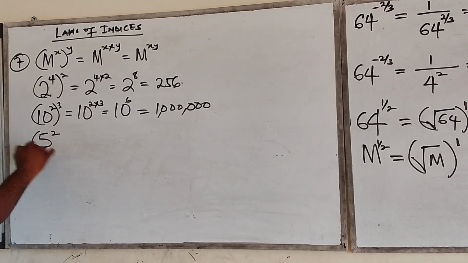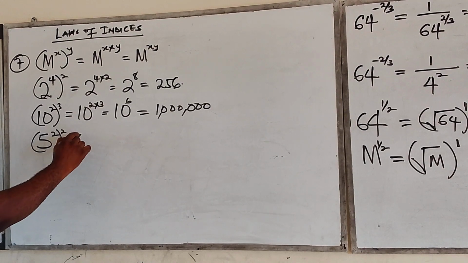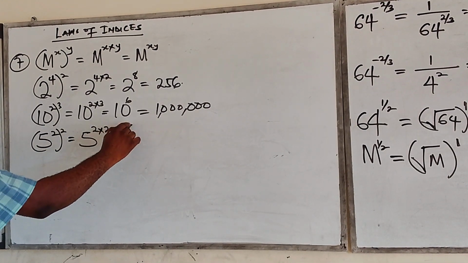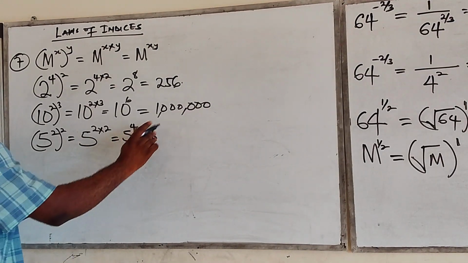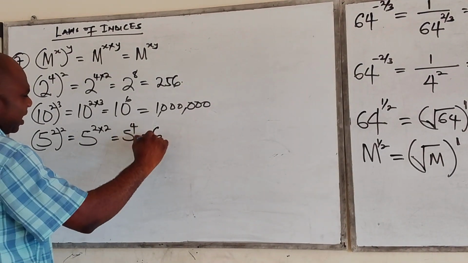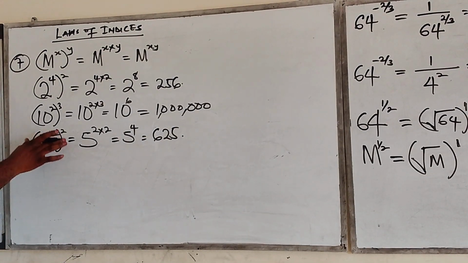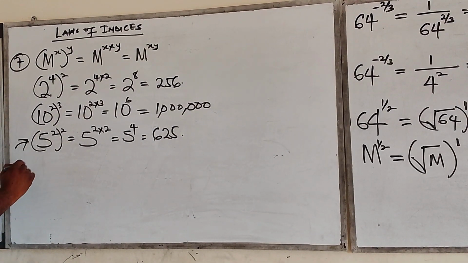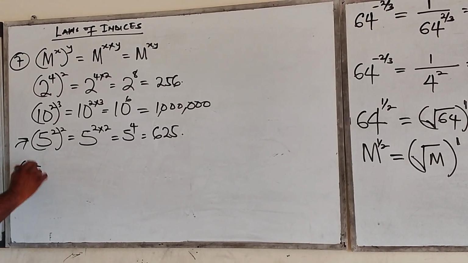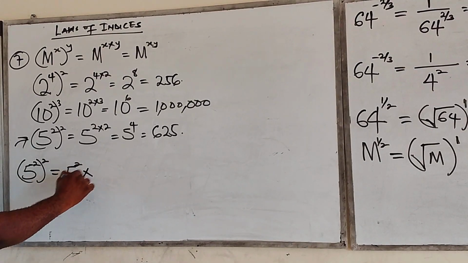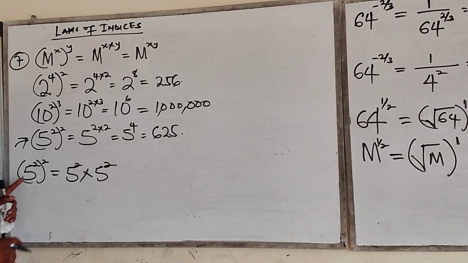5 power 2, all power 2. That will give us 5 power 2 times 2, and that will be 5 raised to the power of 4, which is 5 times 5 times 5, 4 places, and that will give us 625. Yes. Now looking at this, remember it's the same as 5 power 2 times another 5 power 2, because this is the square.